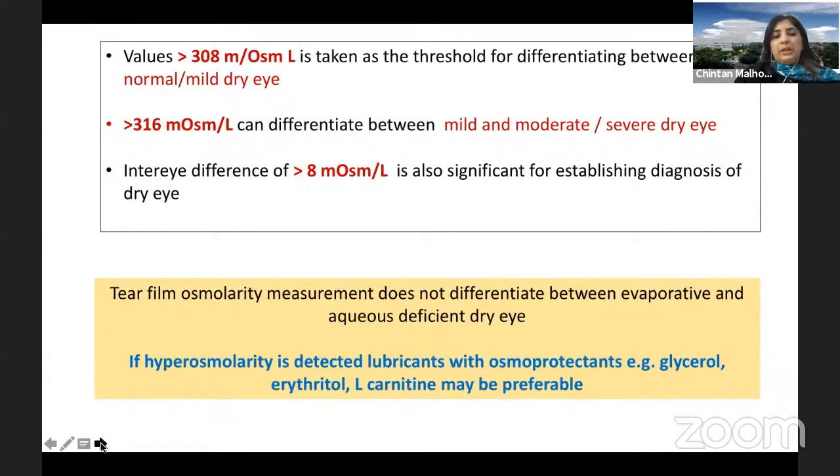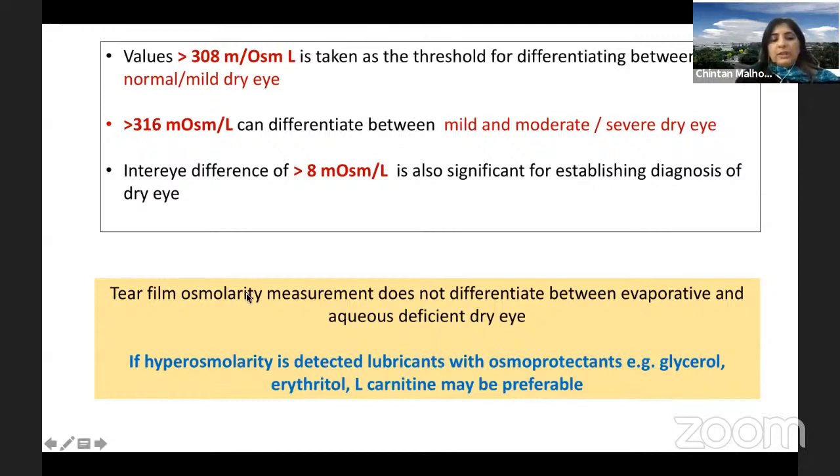Values of greater than 308 milliosmoles per liter are taken as the threshold for differentiating a normal from a mild dry eye, and more than 316 between a mild and a moderate dry eye. Also importantly, an inter-eye difference of greater than 8 is significant for establishing a diagnosis of dry eye.